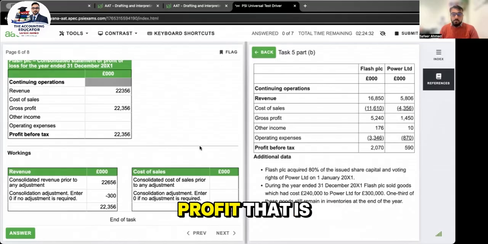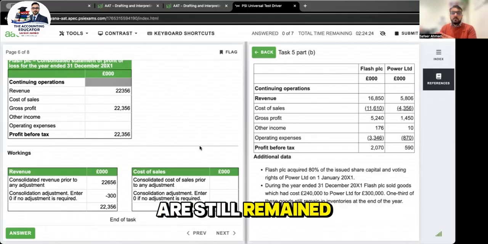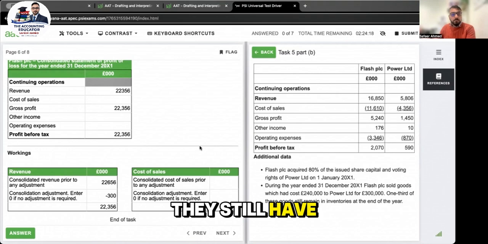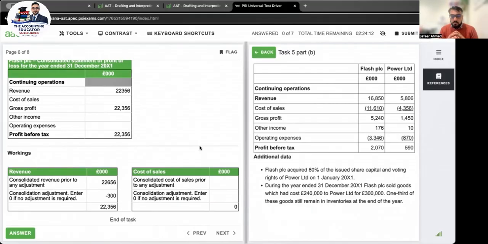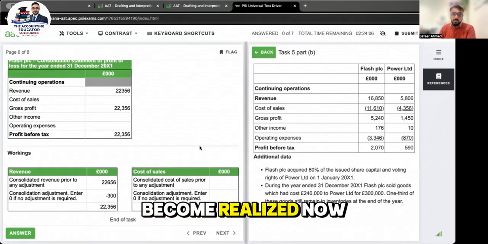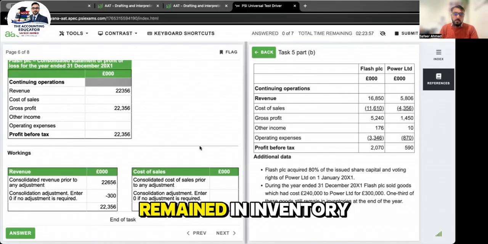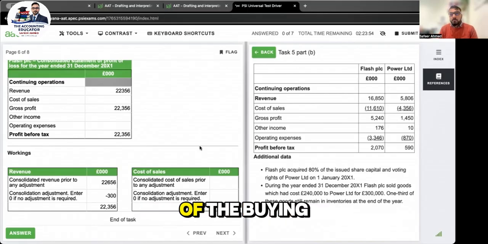Unrealized profit is profit that is a result of intercompany purchase, but the goods still remain within the group. In other words, the company which has bought them still has those goods. So any profit in relation to those goods is unrealized profit. The goods which are sold to a third party, that profit has become realized now, so that's not unrealized. Only profit in relation to the goods remaining in inventory of the buying group company at the year end is unrealized.